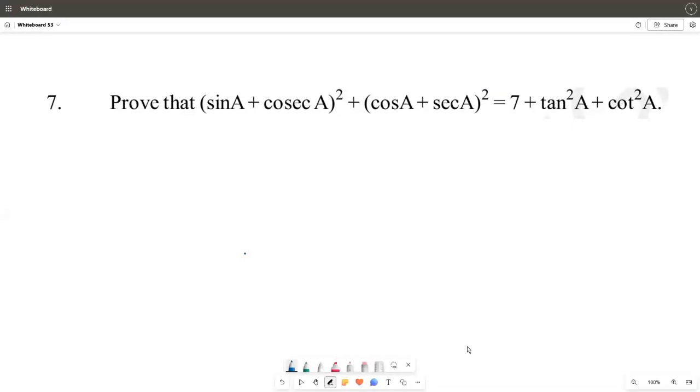Today we have the seventh question of exercise 11.4. I have to prove that (sin A + cosec A) whole square plus (cos A + sec A) whole square is equal to 7 plus tan square A plus cot square A.